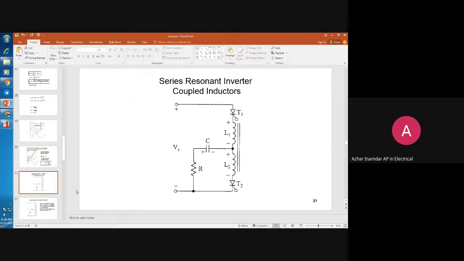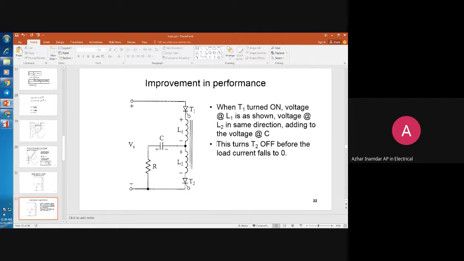Now there is a drawback in this case, which is a limitation. The drawback is that it contains high pulse current from the DC supply. This drawback can be overcome by using a half bridge.